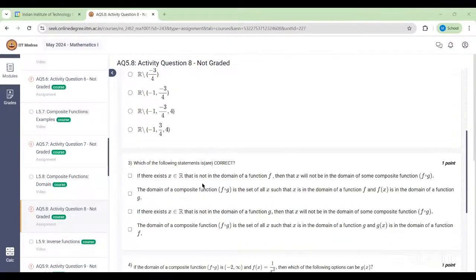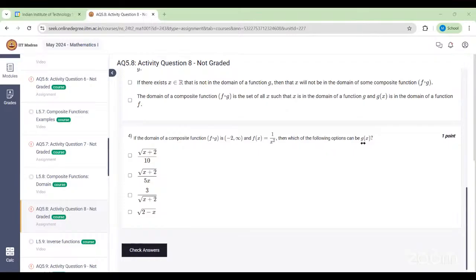Okay. So question number 4. If the domain of the composition function is minus 2 comma infinity and f of x is equal to 1 by x square, then which of the following options can be g of x? Okay, so here f of x is given.